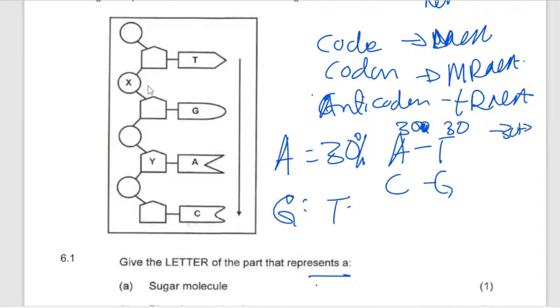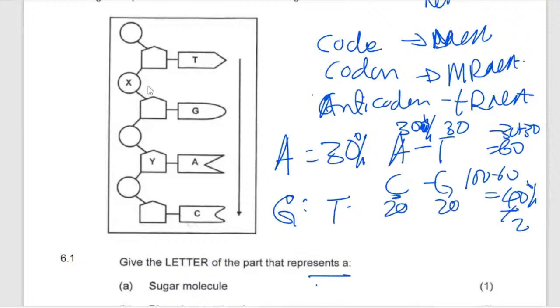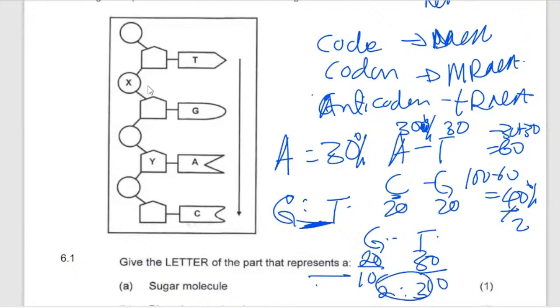So 30 plus 30 gives me 60. Remember, this is a percentage, so percentage means 100. So 100 minus 60 gives me 40%. So this 40% is for these two. So divide by 2, it's going to be 20, and 20. That's not the answer. They're saying the ratio. So it's going to be G to T, where G is 20 and T is 30. So I divide by 10, I divide by 10, so I get 2 here and 3 here. The first objective we're going to do, we're going to say that it is 3 to 2.